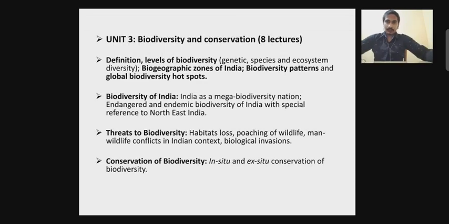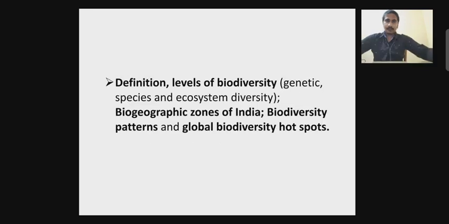So in Unit 3 we shall be studying about biodiversity and conservation. Broadly the topic is biodiversity and conservation related, under which we shall be learning about the various topics which you are seeing in the slides right now. So let's begin the first portion. The first portion is about definition, levels of biodiversity, that is of three types: genetic, species and ecosystem, biogeographic zones of India, biodiversity patterns and global biodiversity hotspots.